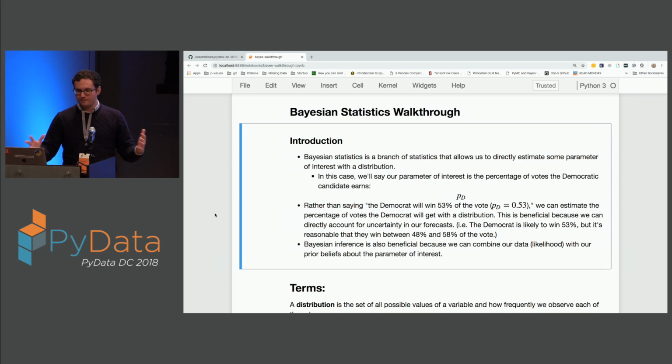The other kind of big benefit of using Bayesian inference or Bayesian methods is that we're able to combine two things together. We can combine our data, and the term we're going to use for this is our likelihood, with our prior beliefs. When you're doing frequentist statistics, or the classical statistics that you might have learned in undergrad or in high school if you took AP Stats, the only thing that you have is the data. You let the data speak for itself.